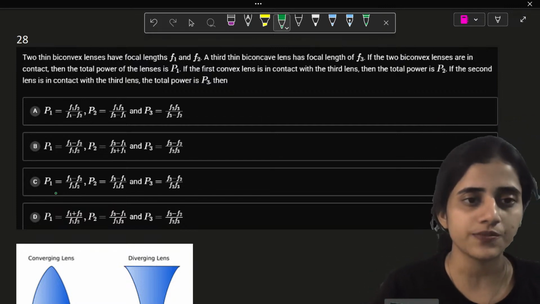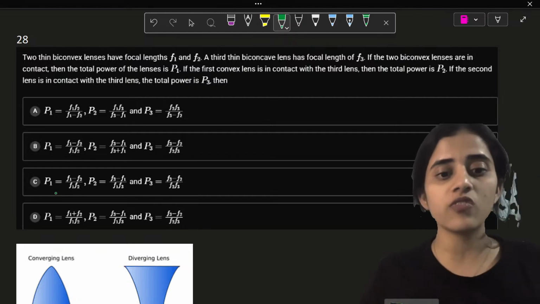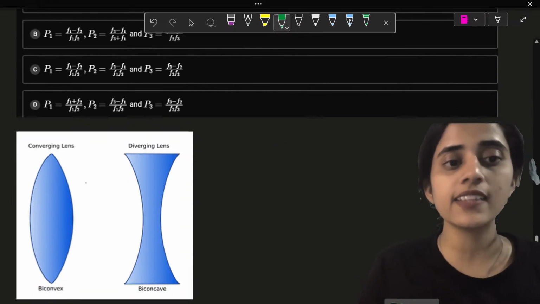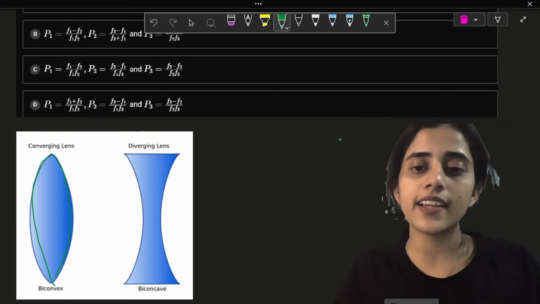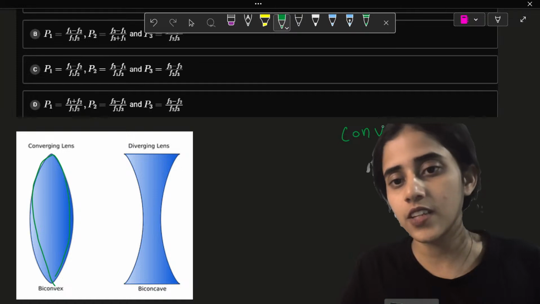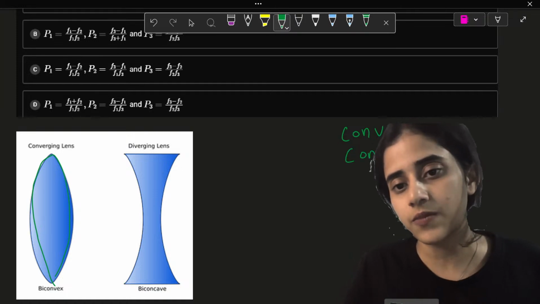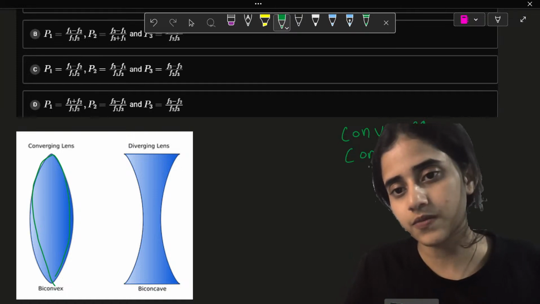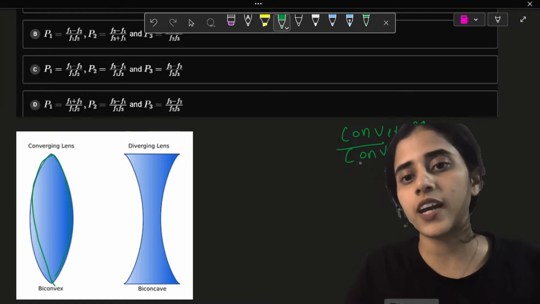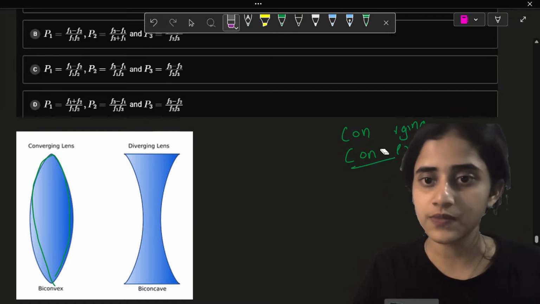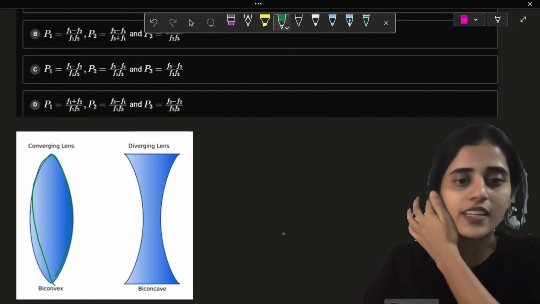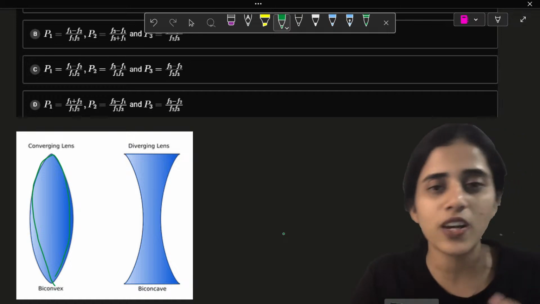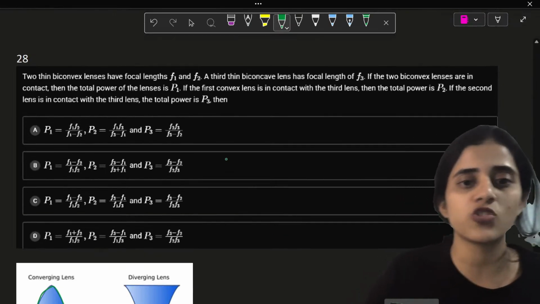Okay, next question. Two thin biconvex lenses. What is a biconvex lens? It is a converging lens. Okay, another trick I can tell you is converging, CONV, CONV, and convex. Both have CONV in them. So that's a tip to remember which one's converging, which one's diverging. You might have already learned that in 10th, but I'm just reminding because you are my student, no? You're always kids to me.